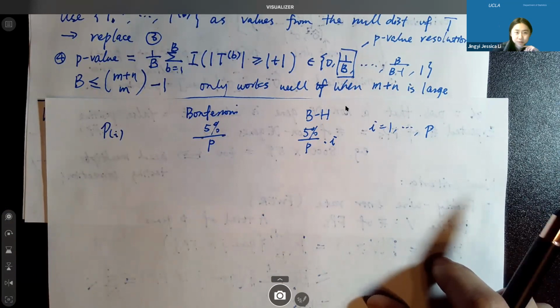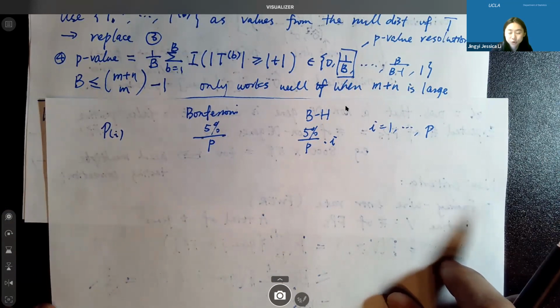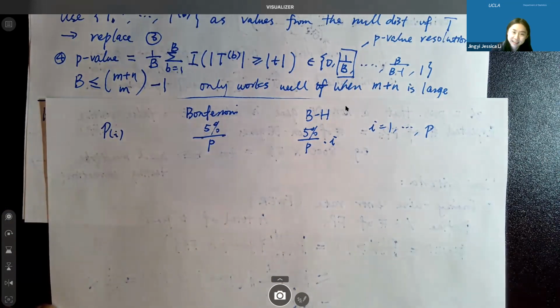Does that make sense to people? So I did explain why this procedure worked, but this is just the procedure. It's very simple, and you just sort your p-values. That's it, and compare them to a changing threshold.